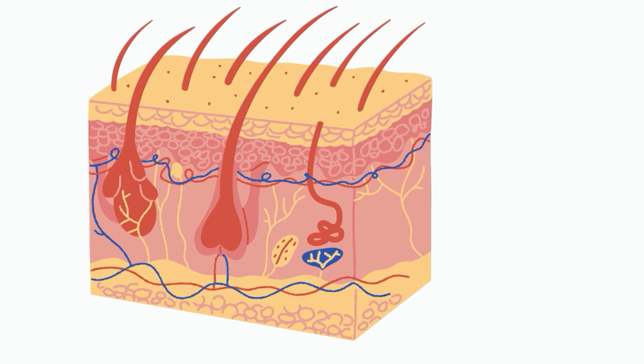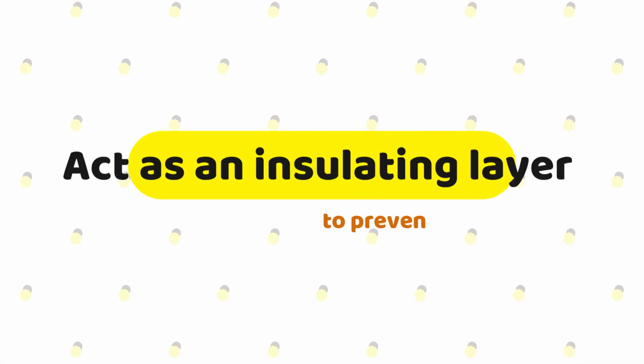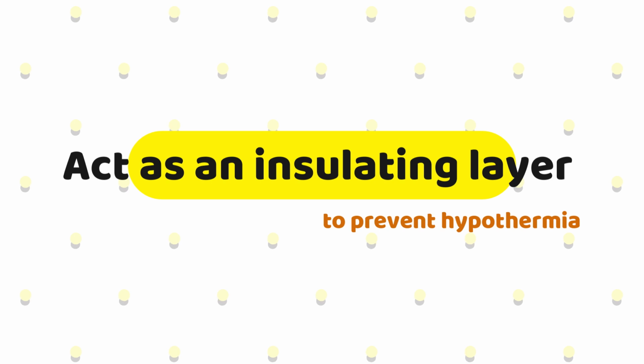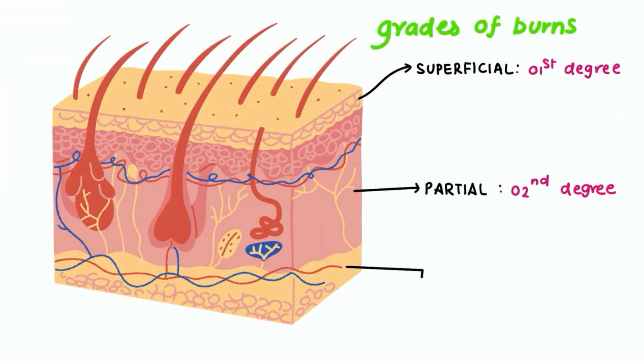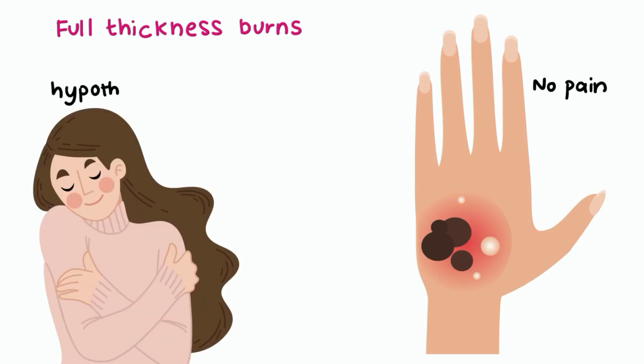In the hypodermis is where you get the subcutaneous tissues, arteries, veins, and nerves. Because of the presence of fat, it's going to act as an insulating layer and regulate the body temperature. In a full thickness burn, that is a 3rd-degree burn, it can extend up to the hypodermis. So because of that, it will not be painful due to the damage of free nerve endings. They've basically lost all 3 layers, so these patients will be hypothermic and susceptible to infections.